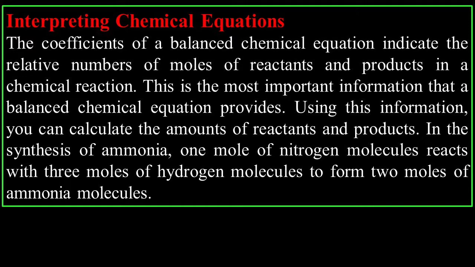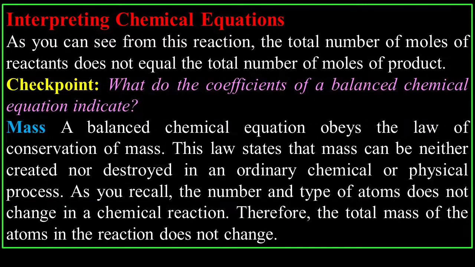In the synthesis of ammonia, 1 mole of nitrogen molecules reacts with 3 moles of hydrogen molecules to form 2 moles of ammonia molecules. As you can see from this reaction, the total number of moles of reactants does not equal the total number of moles of product. Checkpoint. What do the coefficients of a balanced chemical equation indicate?